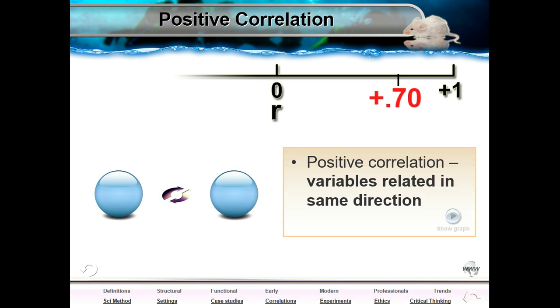Now, when we talk about the direction of the relationship, there's something called positive correlation. Positive correlation does not mean a good correlation. It means that the two variables are going in the same direction.